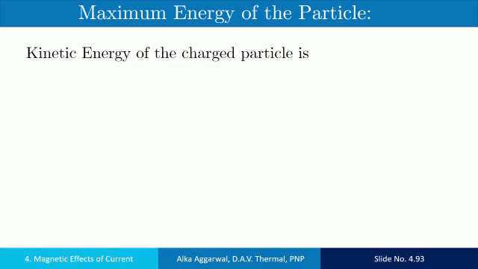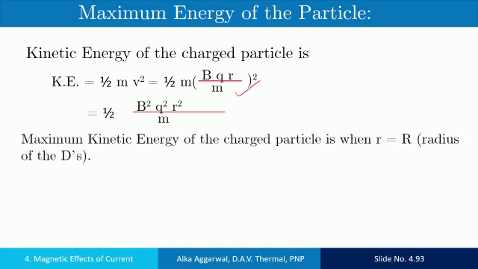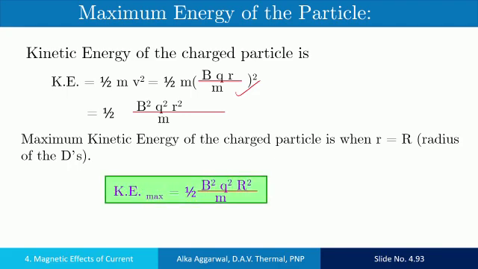Now, the maximum energy of the particle. The kinetic energy of the particle is half m v squared, which is written in this way. Here we put the value of v. The maximum kinetic energy of the charged particle is when r is equal to the radius of the D, when it is in the outer circle of the D. At that time the energy is maximum. So the kinetic energy is half b squared q squared r squared upon m.